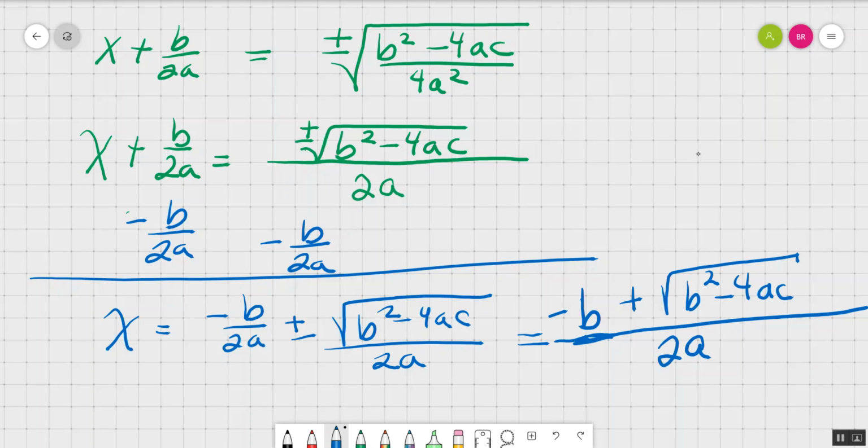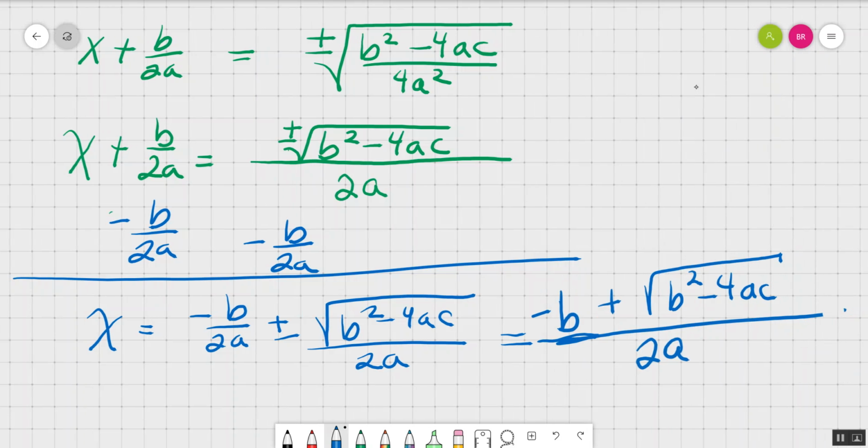It's the exact same steps we took, whether you realize it or not, when we used the square root property after completing the square to solve. These were all the steps you did, and that's where the quadratic formula comes from.